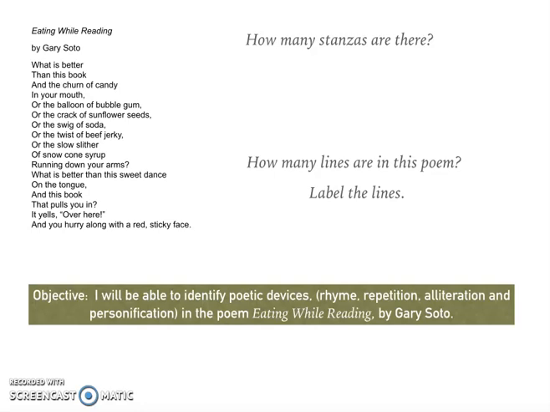Now let's look at the lines in this poem. Lines are like sentences in writing. "What is better" is line 1, so put a little number 1 there. Then "this book," put a little 2 here. And "the churn of candy," put a little 3 here. Those are labeling the lines. Please continue and label all the lines in this poem. How many are there altogether?